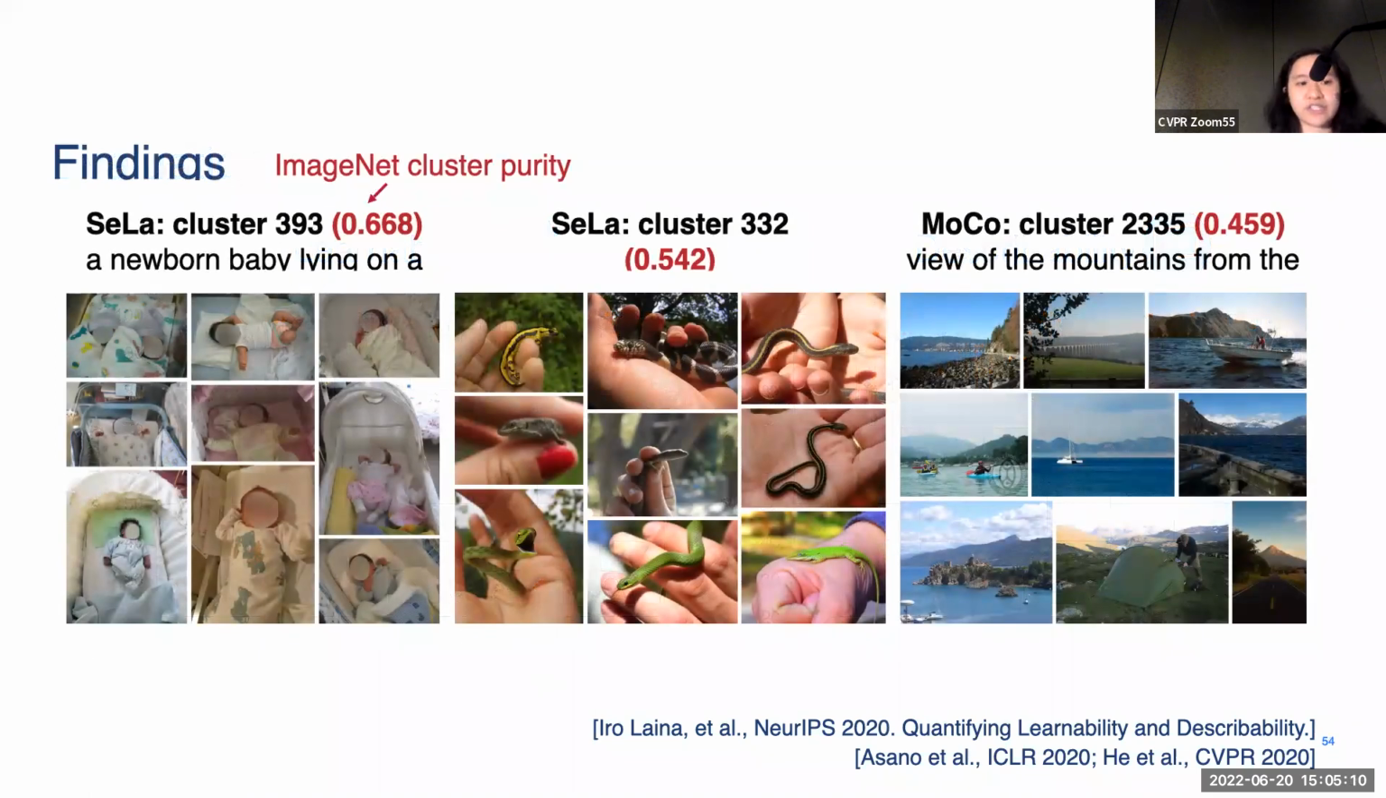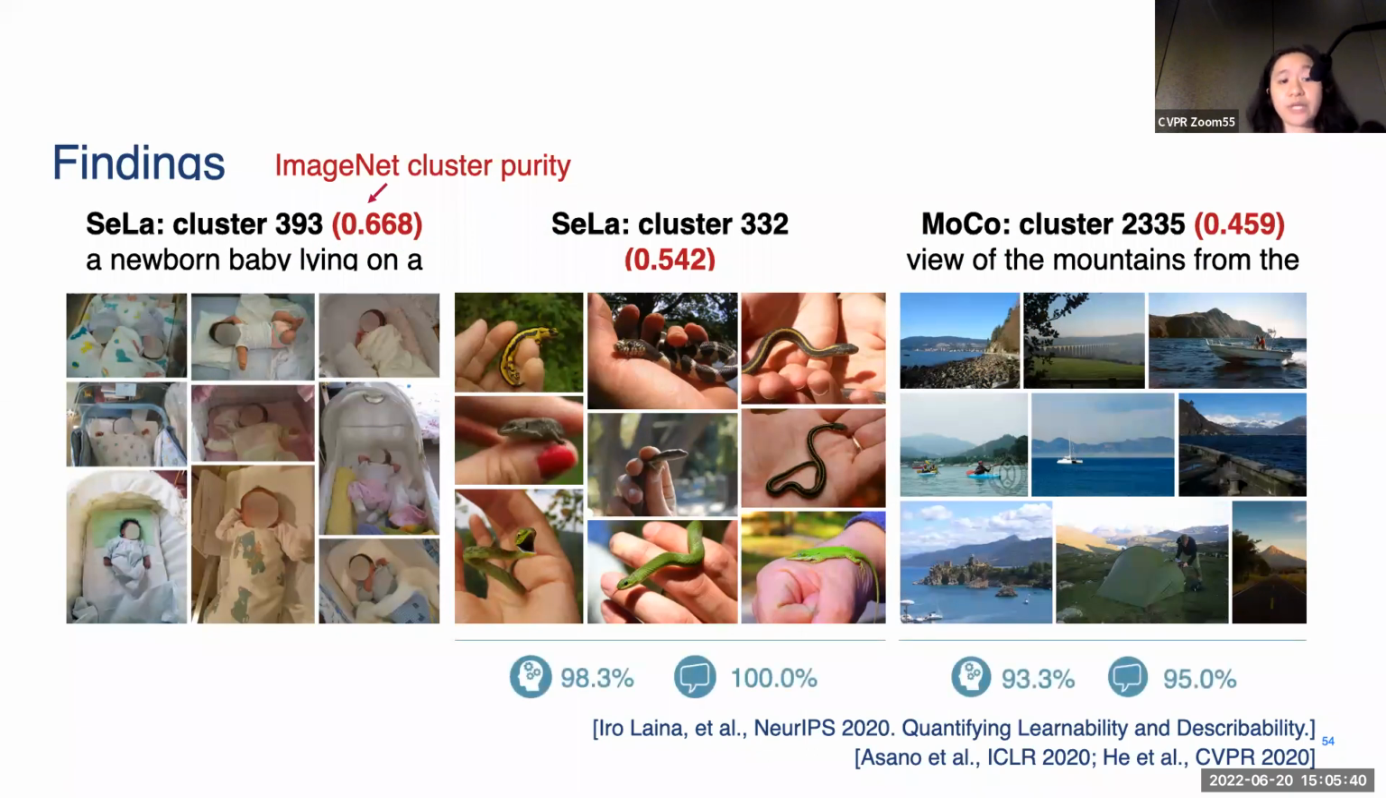So we can look at a few qualitative examples. And here we find that a large portion of our clusters are in fact human interpretable and semantically meaningful, even those that don't correspond to ImageNet labels. That is, they have low ImageNet purity. Here are a few such clusters where we could probably give labels to these. For instance, the left one I might say is newborn babies lying on a bed or a crib. In the middle, I might say that these are all some sort of reptile and snake-like creature on a human hand. And when we run our evaluation metrics, we find that these are in fact very easy to interpret and describe.